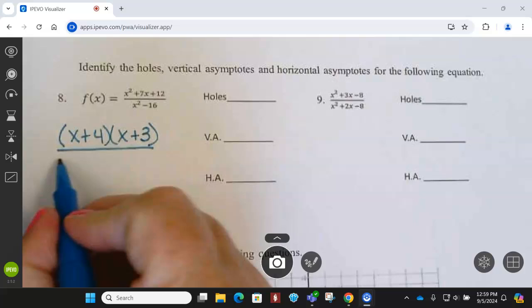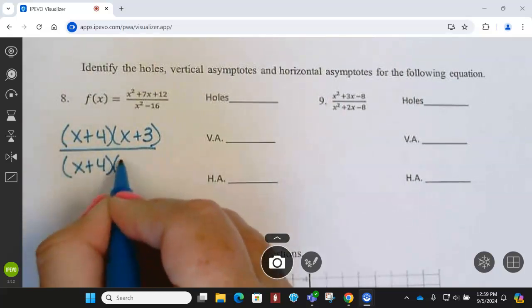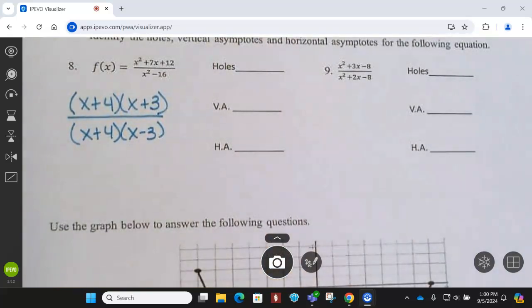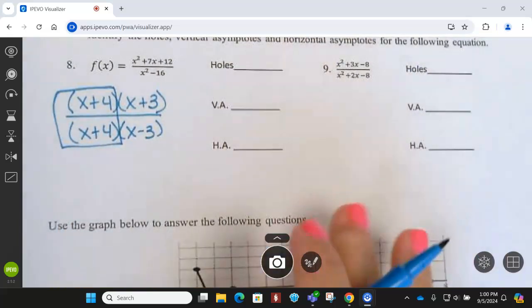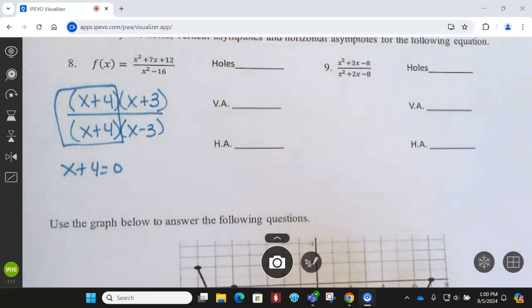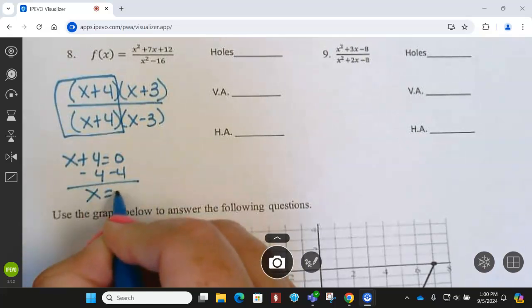The bottom here will be the difference of two squares, so x plus 4 and x minus 4. Okay. Holes are what we have in common on top and on bottom. Since we have those two, we do x plus 4 equals 0. Solve again for x. Subtract 4, so we get x equals negative 4.